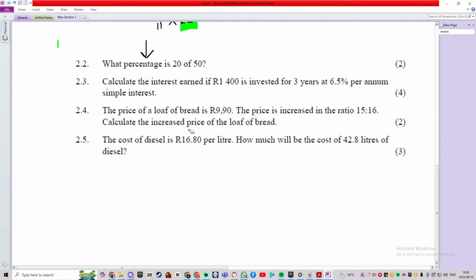Calculate the increased price of the loaf of bread. This is ratio as well. So we start by identifying what we are increasing: the 9.90. Does anyone have a clue what to do? I'll give you about 30 seconds.